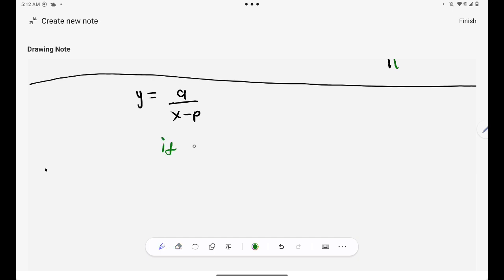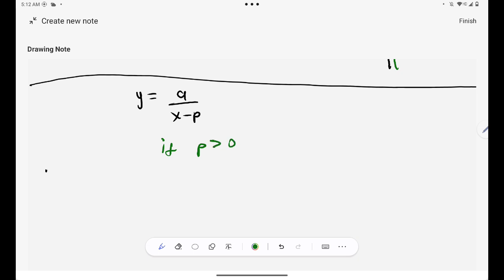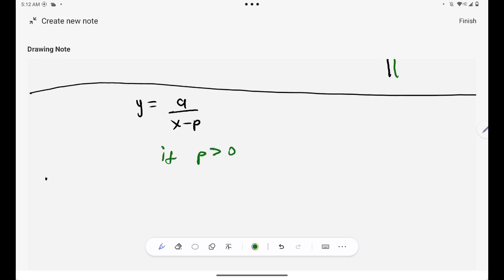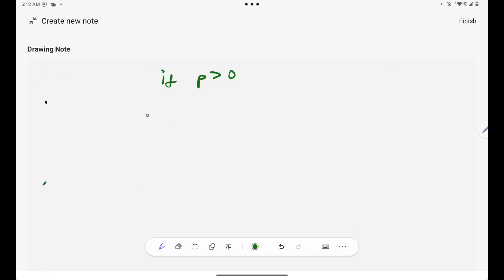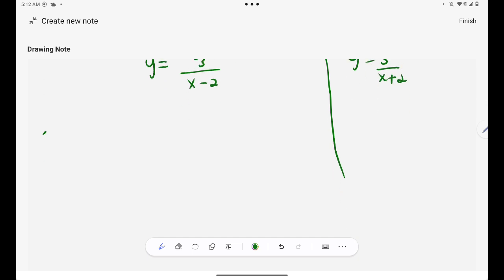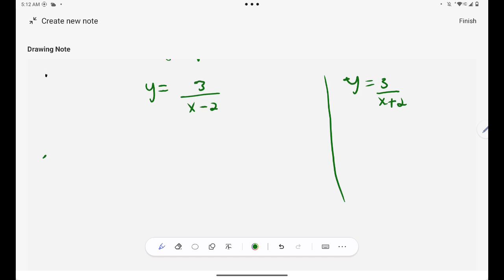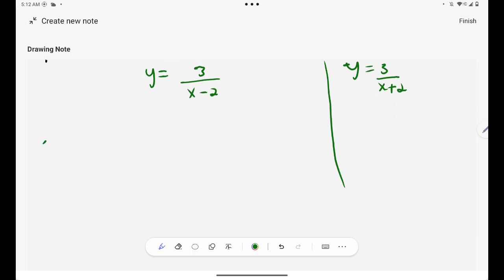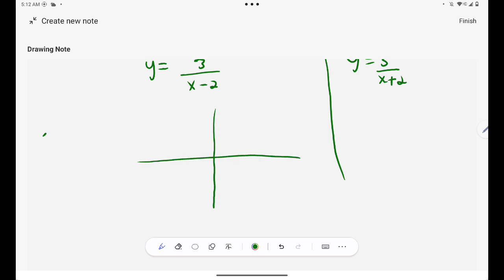Let's say p is a positive number. Are you together? You will have two scenarios, guys. You can have a situation whereby you have maybe y equals 3 over x minus 2. Let's just draw this graph, and y is equal to 3 over x plus 2. I just wanted to show you how this asymptote will be placed. These two graphs are the same. The only difference is that you have a minus 2 at the bottom, and on the other side you have a plus. So your graph will just look like this.